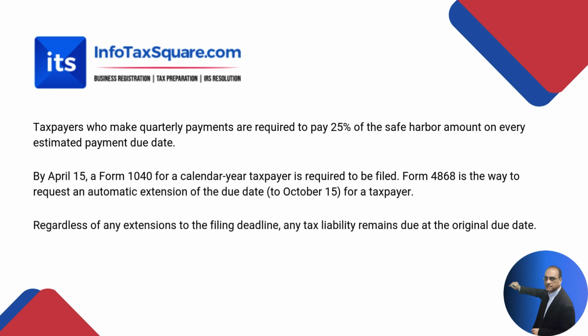Taxpayers who make quarterly payments are required to pay 25% of the safe harbor amount on every estimated payment due date. By April 15, a Form 1040 for a calendar year taxpayer is required to be filed. Form 4868 is the way to request an automatic extension. Again, Form 4868 is the way to request an automatic extension of the due date, which is October 15 for the taxpayer. Regardless of any extensions to the filing deadline, any tax liability remains due at the original due date.